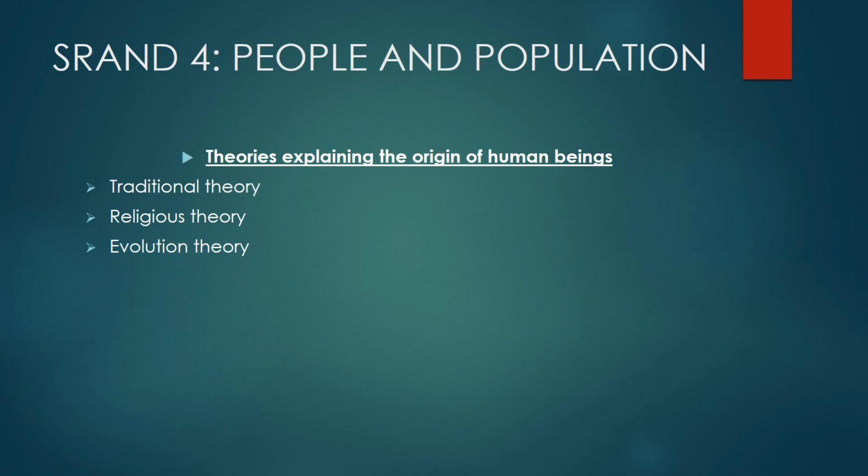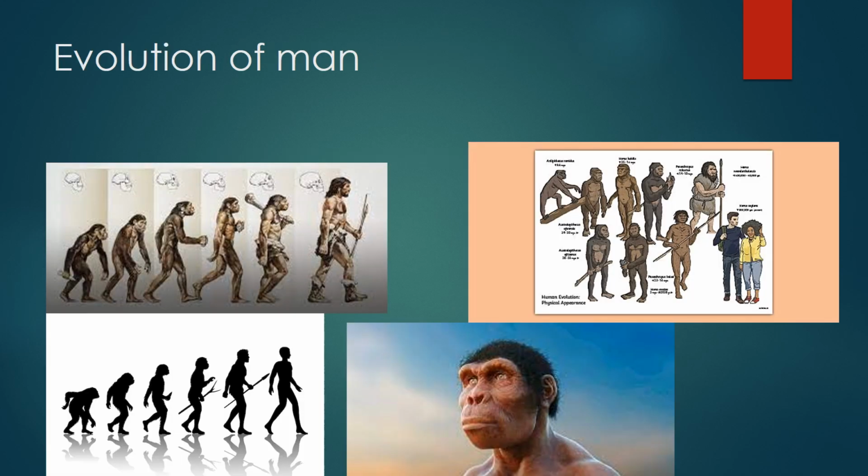Finally, we have the evolution theory. The evolution theory is the scientific theory, and it explains that man evolved from different forms to become the present day man. And then on this page you have an illustration of the evolution of man.